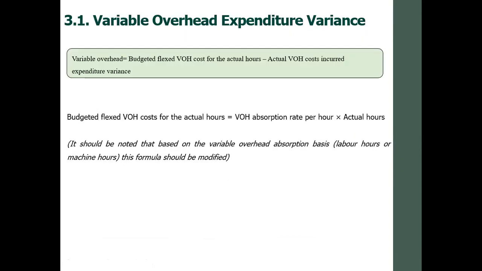Now we are looking at the subvariances. The variable overhead expenditure variance is calculated as follows. You can see we need to take the actual variable overhead cost, and then the budgeted flexed variable overhead cost for the actual hours. Or simply putting, for the actual hours, you need to see what must be the variable cost. So simply putting, variable cost absorbed.